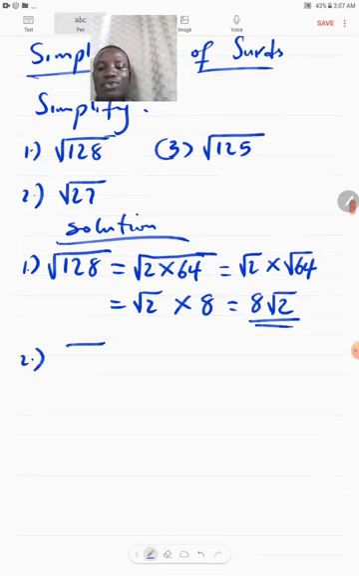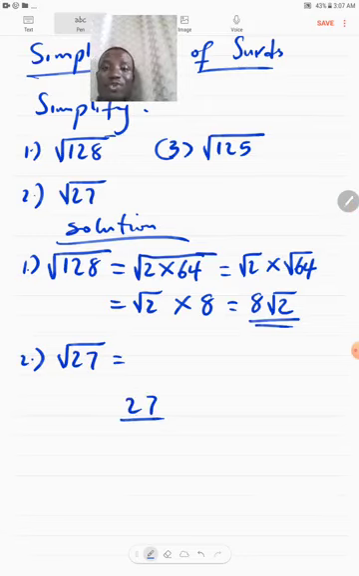Okay. So let's take the second one. That is root 27. Root 27, okay, if you bring 27, you have to know that 27 is an odd number. Recognizing if 27 is an odd number or even number can make your work faster, because if it's an odd number, I know that I don't have to waste my time dividing it by 2, because it will not be divisible by 2. Odd numbers are numbers not divisible by 2.